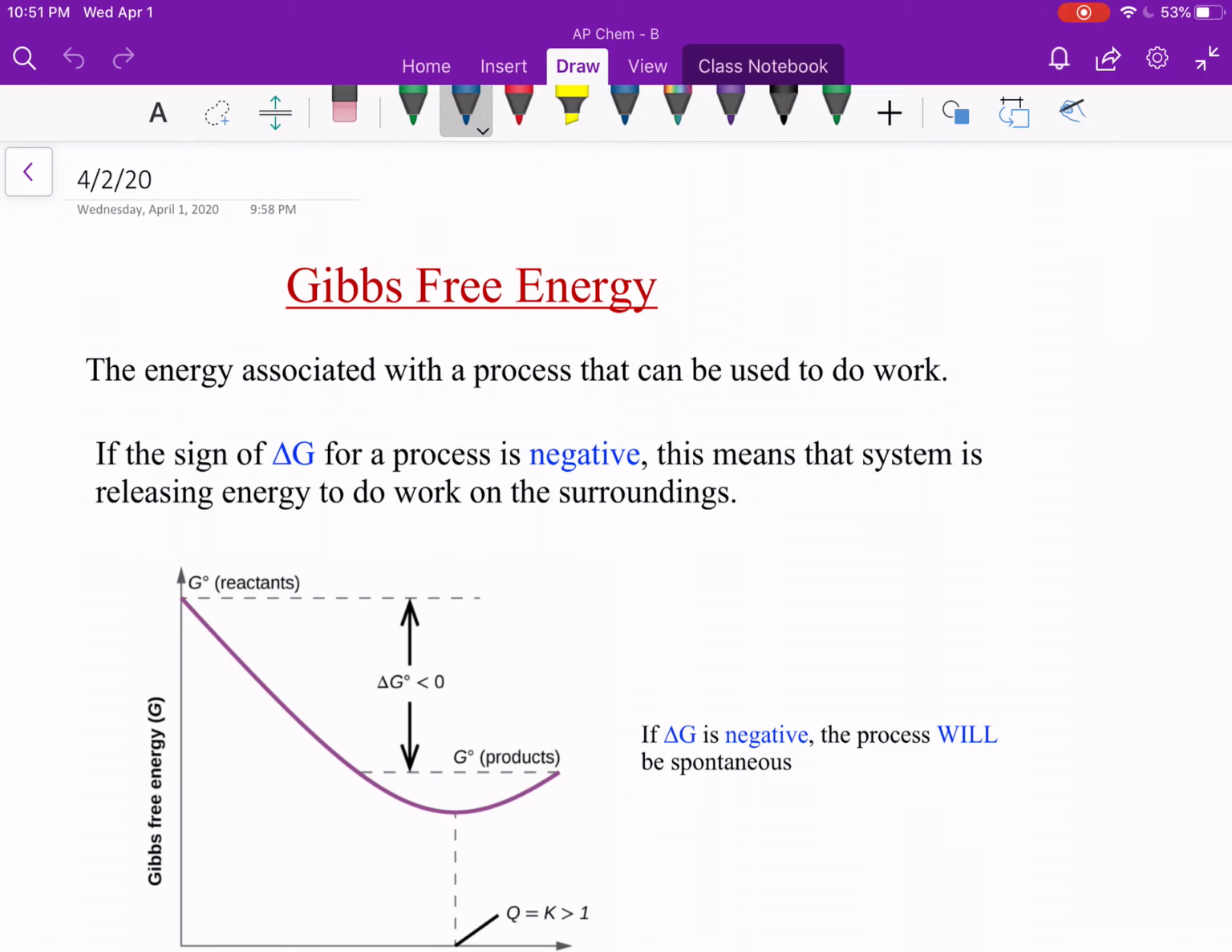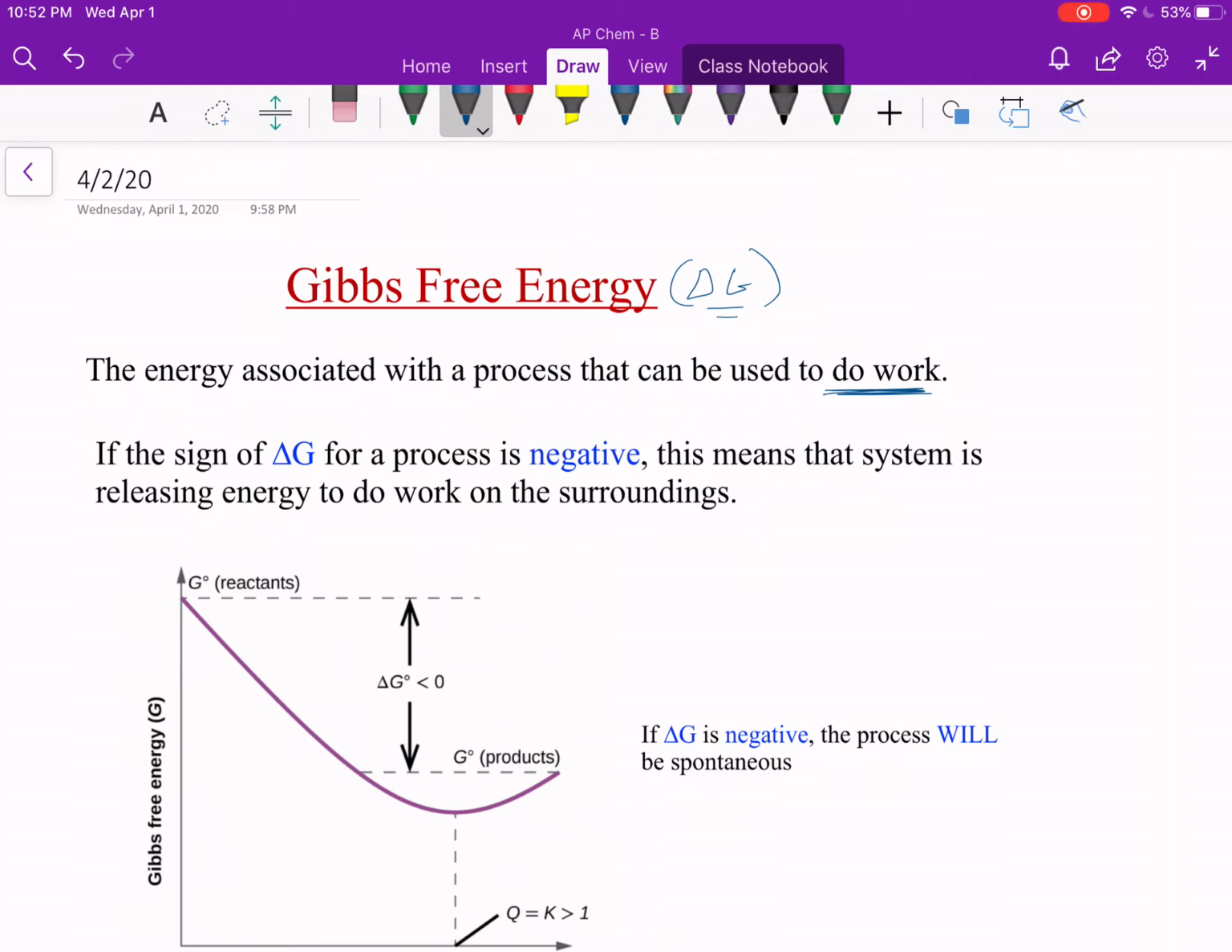We talked about Gibbs free energy briefly during the first lesson, but just as a reminder, Gibbs free energy has a symbol of G, and what we will be calculating is delta G as we go through this. So we'll be looking at the change in the free energy over the course of a process. But remember, Gibbs free energy is just the energy associated with the process that can be used to do work.